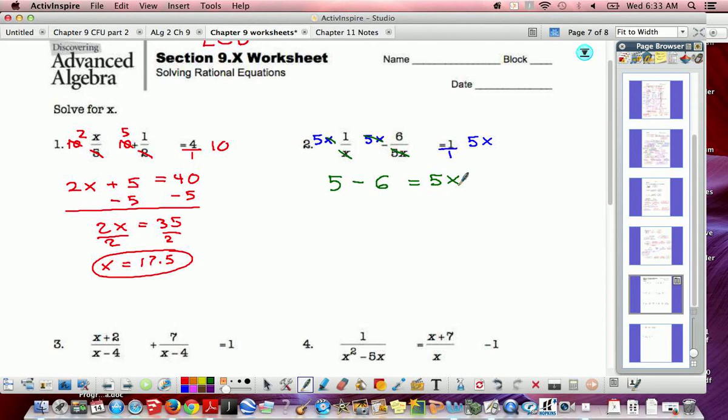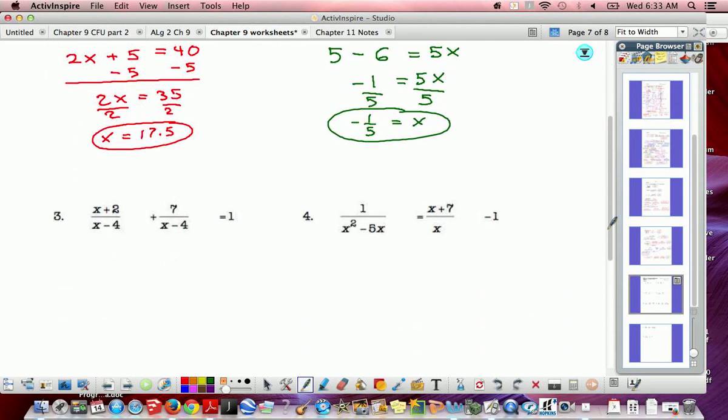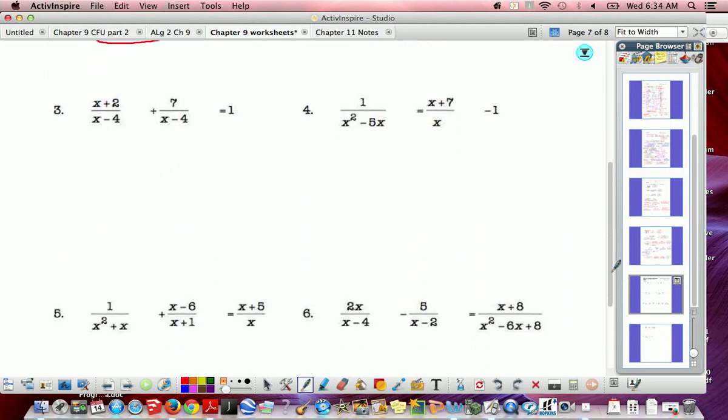Excuse me, got the sneezes this morning. So 5 minus 6 is negative 1 equals 5x. Divide both sides by 5. X equals negative 1/5. All right, number 3 and number 4 and 5 and 6 here. Now they get potentially a little bit harder.